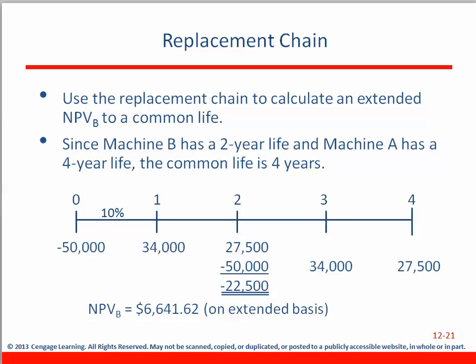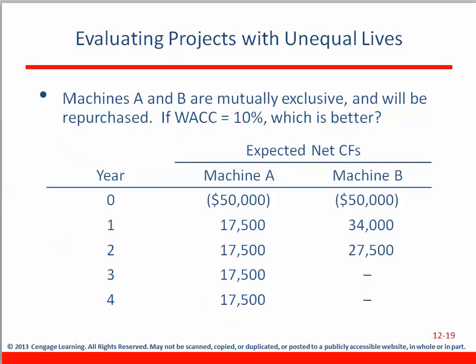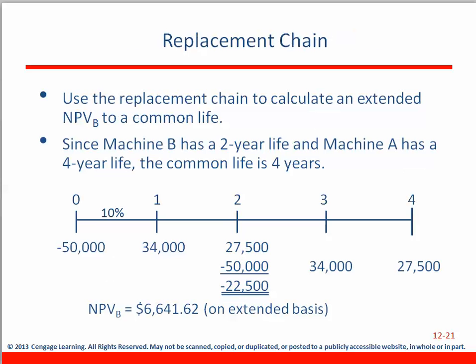So there's two ways that we can deal with this. We can calculate a replacement chain, or we can do an equivalent annuity. So the replacement chain says, okay, if we look at this, 2 B's is equivalent to 1 A, right? 2 B's will get us through 4 years. So if I lay my cash flows out on a timeline, my cash flows for B for the first year are this, and then I'm going to do it again the second time around. So in year 2, I'll get my $27,500 coming in, but I'll have to buy another B, and then I'll get a $34,000 and a $27,500. And so if we find the NPV on this whole string of cash flows, it's $66.41. And so it turns out B is actually better than A when we put them on an equivalent life.